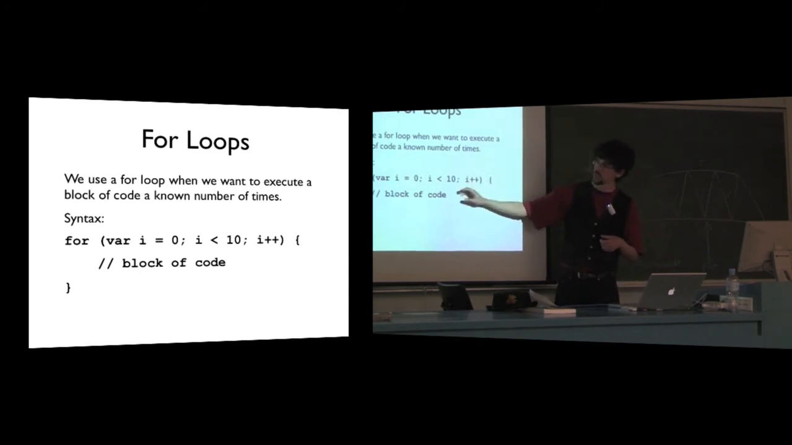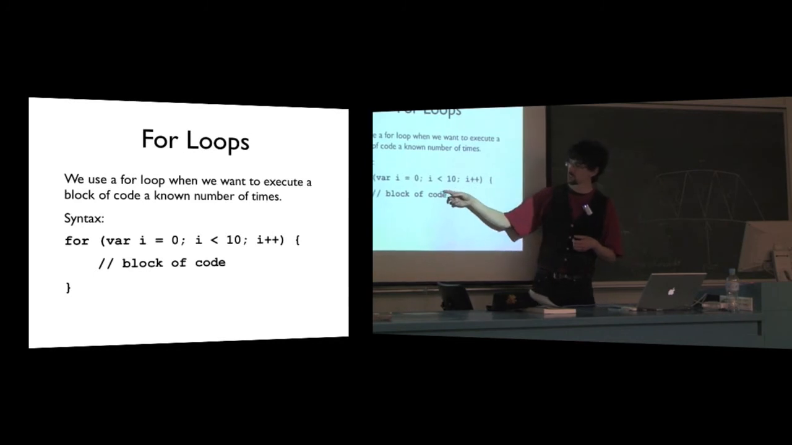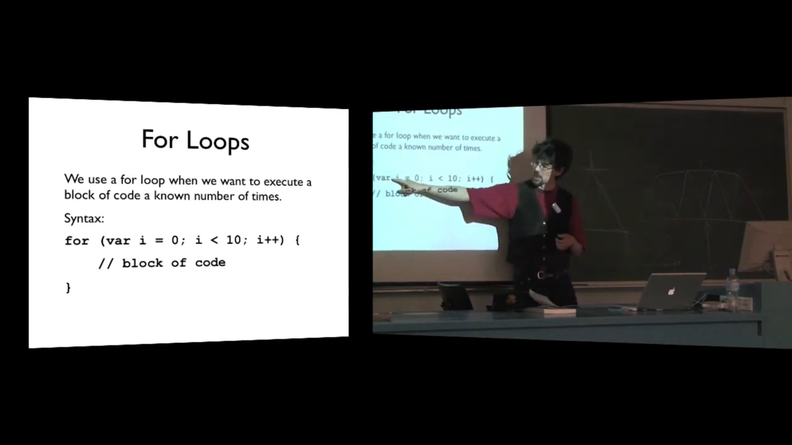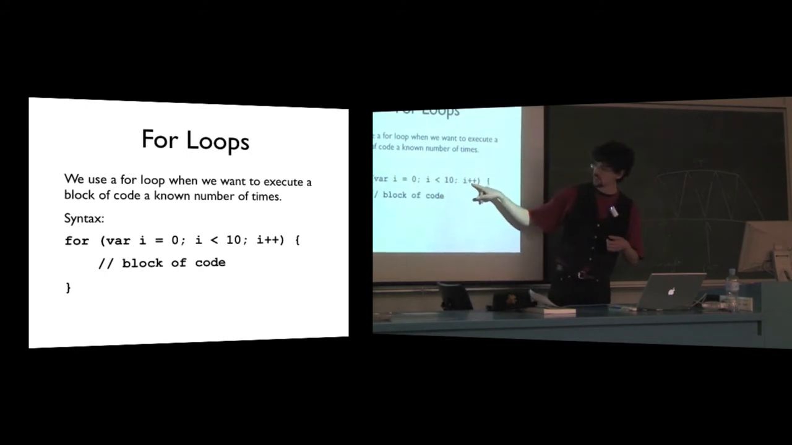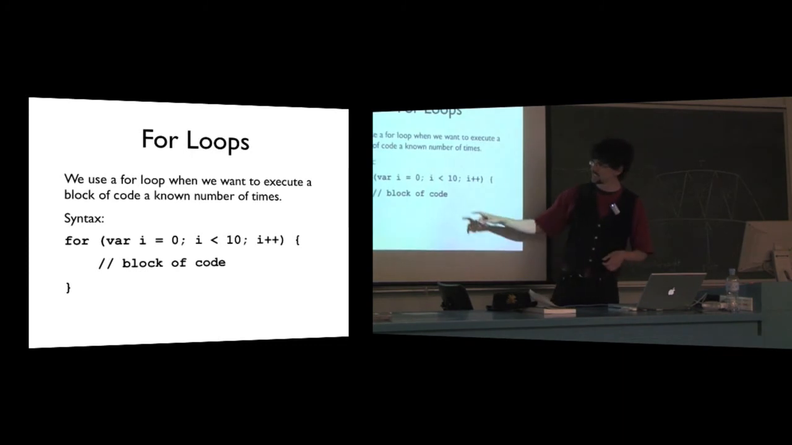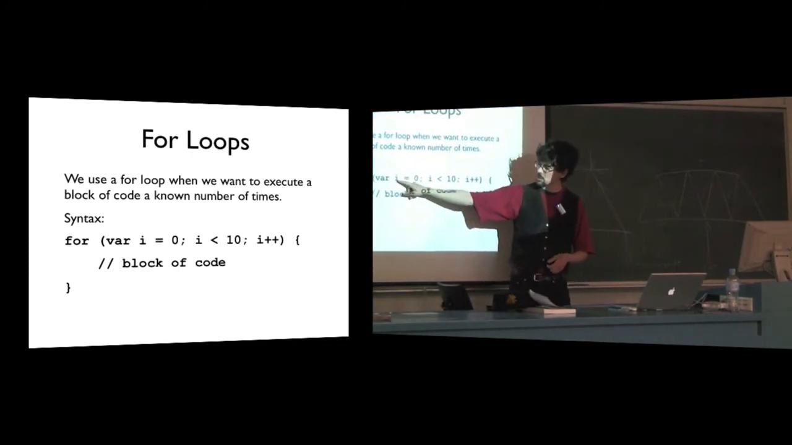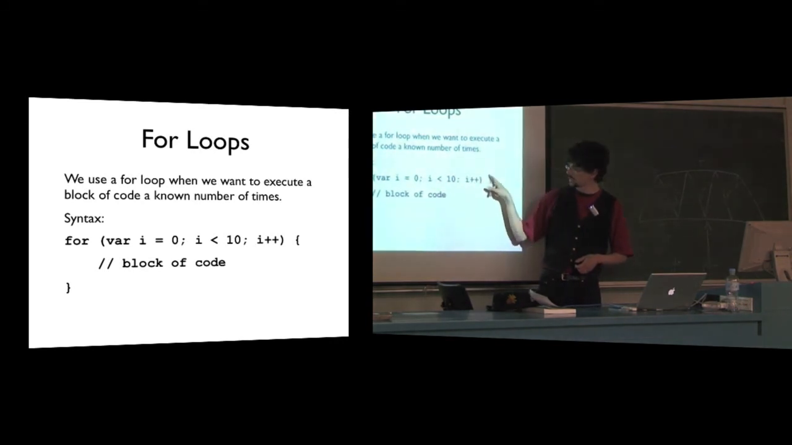A for loop gives us a way of taking a block of code and running it many times. The number of times that it is run is specified by this condition, these three parts here in the header of the for loop. So the syntax in general is we have for, and then in parentheses we have these three parts, which I'll go into detail, and then again in curly braces we have a block of code. Everything in the block of code gets run repeatedly.